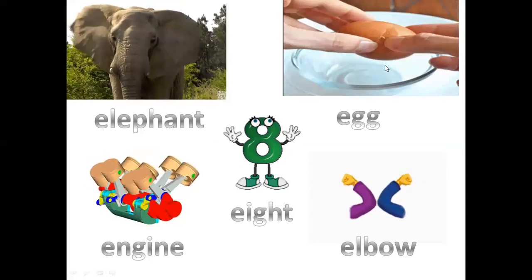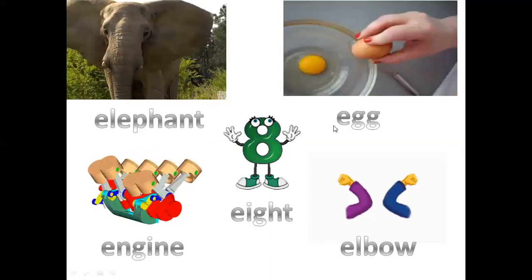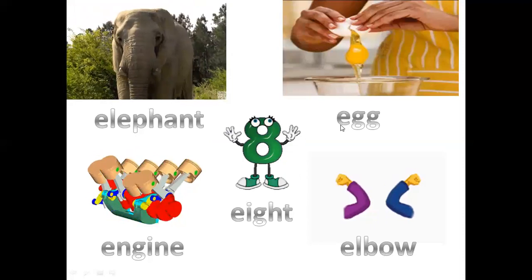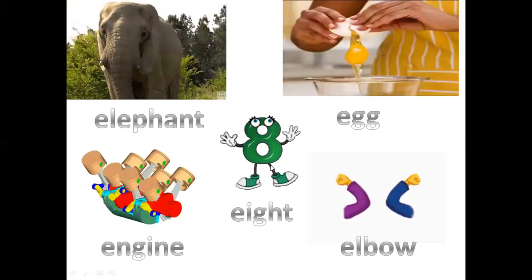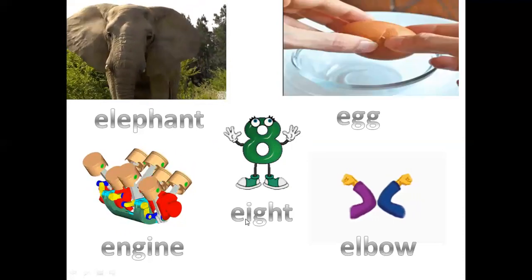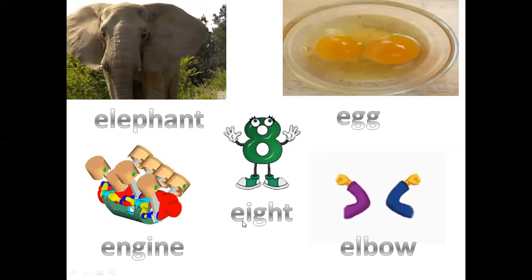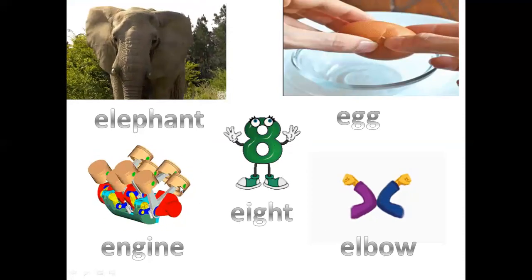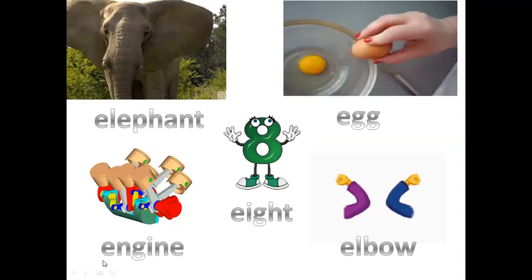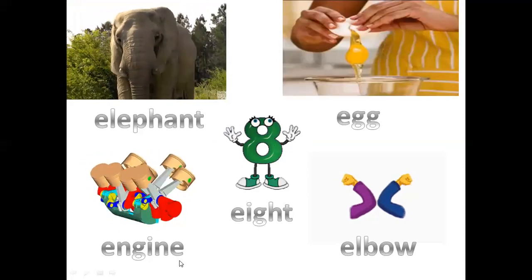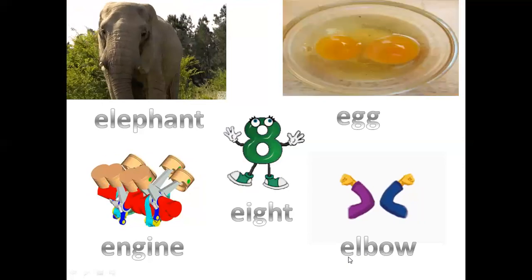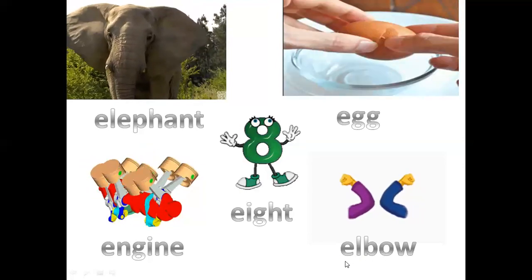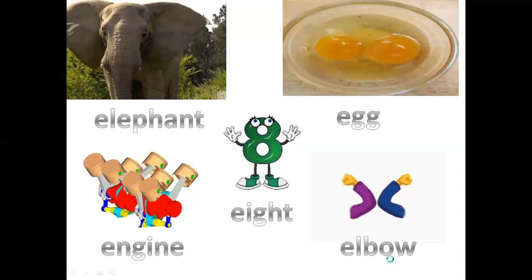What is this? Egg. The first letter is E. The sound of this first letter is E. Egg. And what is this? This is our number 8. 8. E. What is this? Engine. E, engine. Look at the elbows. E, elbow.